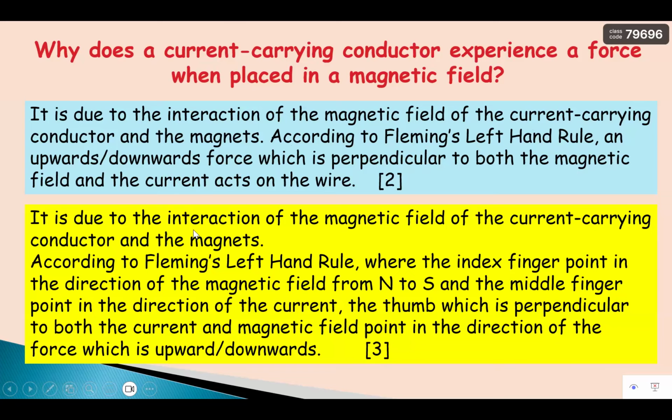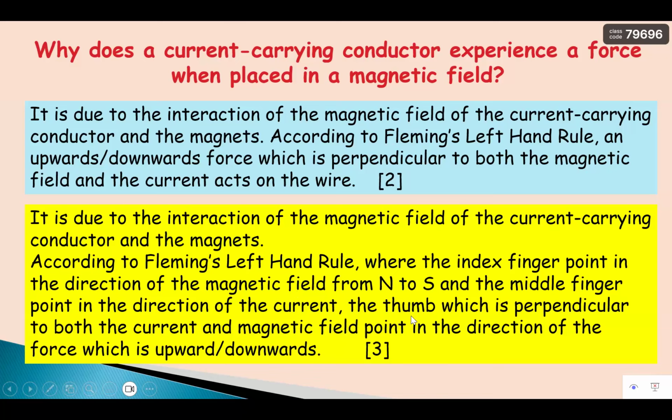If it's 3 marks, you need to state specifically what each finger of Fleming's left-hand rule means. I'll go in depth into what each finger represents later on. So if it's 3 marks, the first part is the same. It's due to the interaction of the magnetic field caused by the current carrying conductor and the magnets. Then according to Fleming's left-hand rule, the index finger points in the direction of the magnetic field, and the direction of the magnetic field is always from north to south. So you always need to point in the direction from north to south. And the middle finger points in the direction of the current.